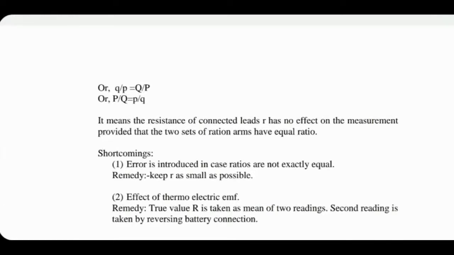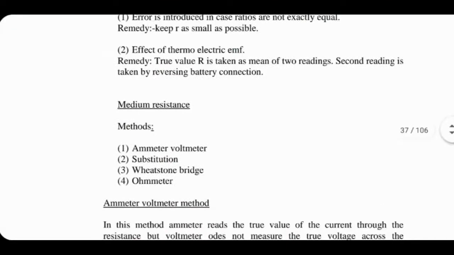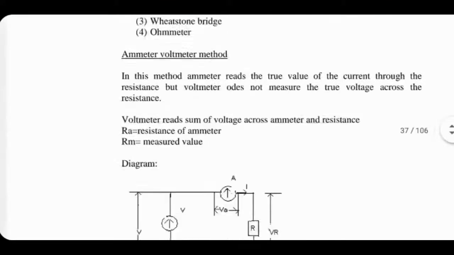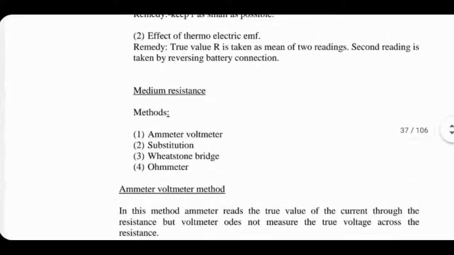The value of R is taken as a mean of two readings. So second reading is taken by reversing battery connection. That eliminates the problem of effect of contact resistances on the measurement. As simple as that. We have other things to do, so I cannot go into each method in detail, that's for sure.